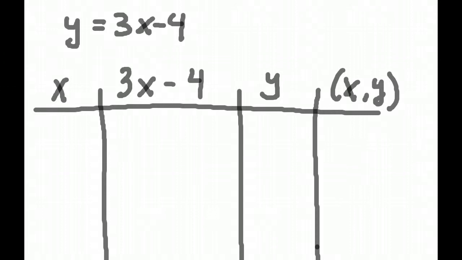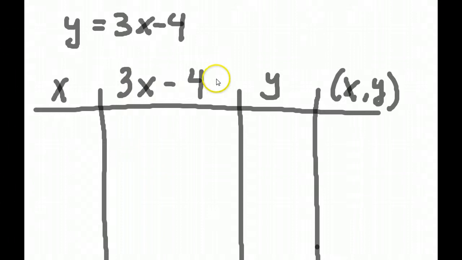On page 157, example 4, graphing by making a table. So if we were to have an equation, y equals 3x minus 4, and we want to create a table, our table should have 4 columns. The first column is your x column. That's the variable, that's the values you put in for x. Your second column is your equation. So our equation is y equals 3x minus 4.